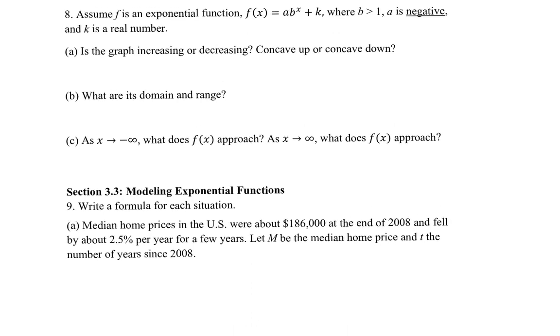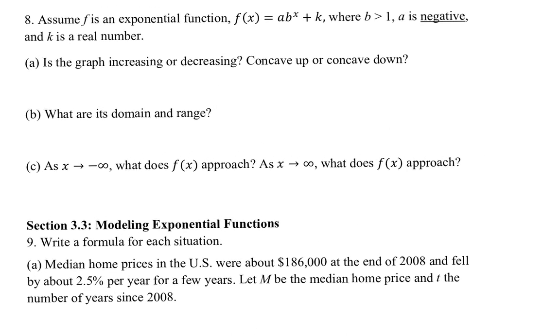Now let's move on to number 8. Number 8 says, assume f is an exponential function, f of x equals a b to the x plus k, where b is greater than 1, a is negative, and k is a real number. Is the graph increasing or decreasing? Concave up or concave down? So let's start with what we know. We know b is greater than 1, but we also know a is negative. So what does that mean?